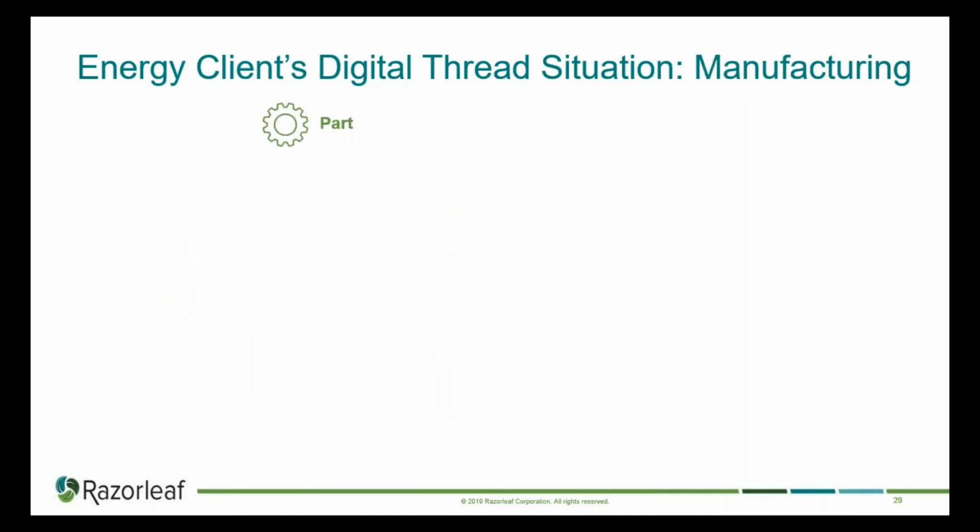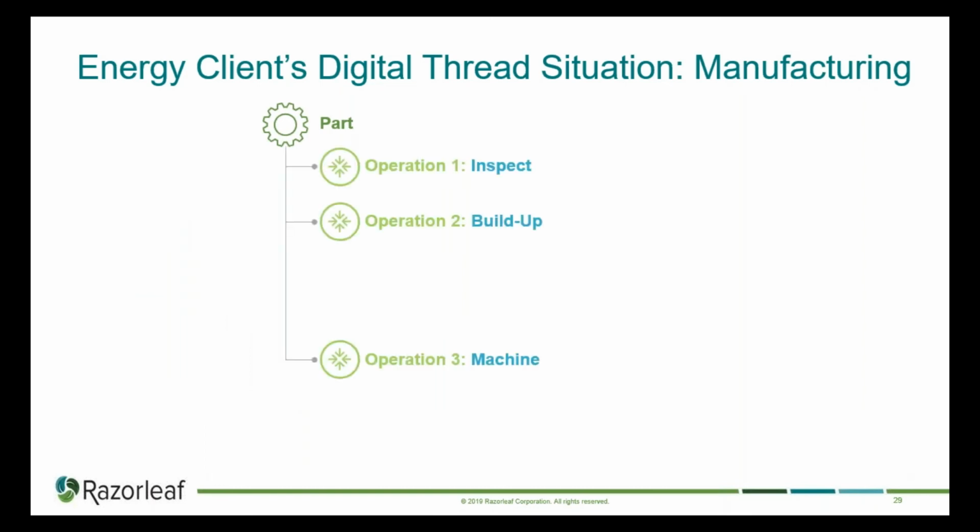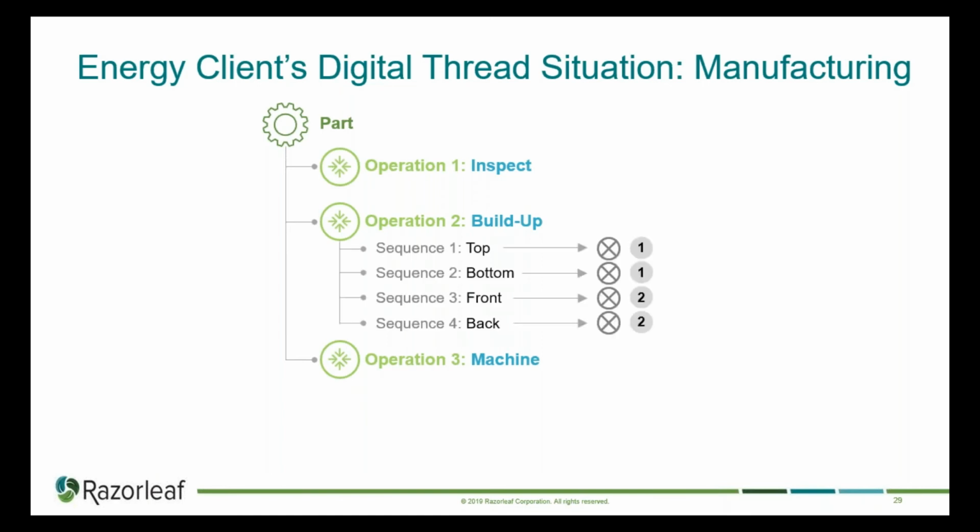Well, how did this look from the manufacturing side? So when they actually planned to run it through the shop floor, it was a little different view. They would have a part, but they break it down into operations and sequences. So operation 1 is inspect it, operation 2 is build it up, operation 3 is machine it. There could be other operations in the process. But within one of those operations, there were sequence steps, right? First, I've got to do the top build up, then the bottom build up, then the front build up, then the back build up. Each of these might require a crane lift to get the part turned around.